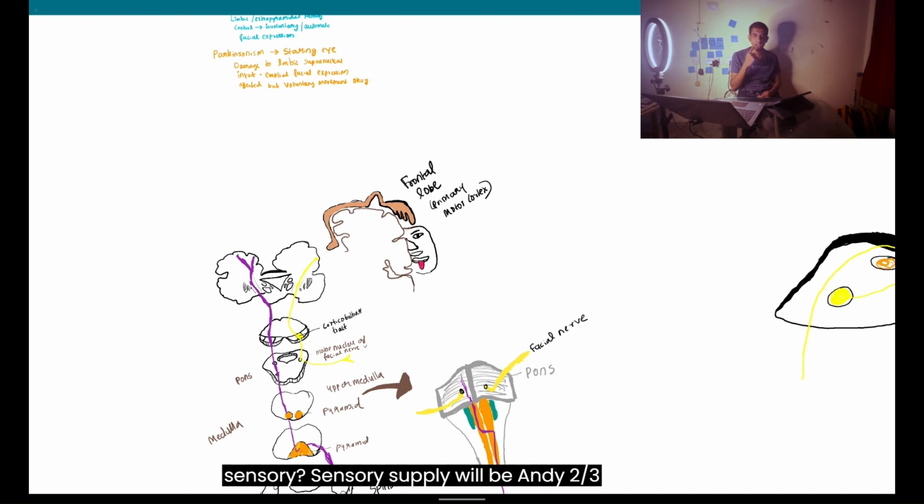And what are the sensory functions? Sensory supply will be the anterior two-thirds of the tongue, right? The taste sensation from the anterior two-thirds of the tongue is from the facial nerve. Then we have the posterior part of the ear, where we get sensation, that is also from the facial nerve, but different nuclei. We will see all that.